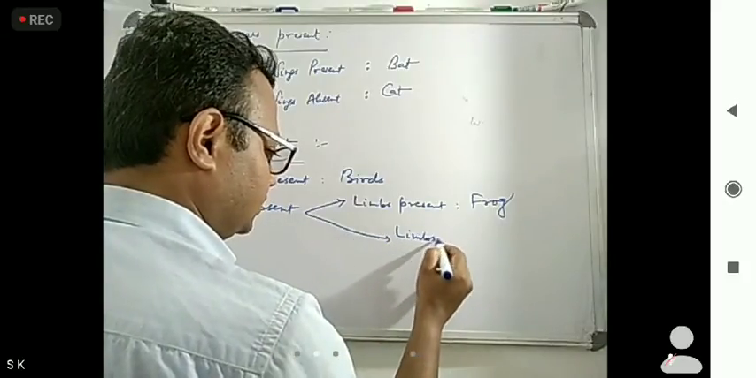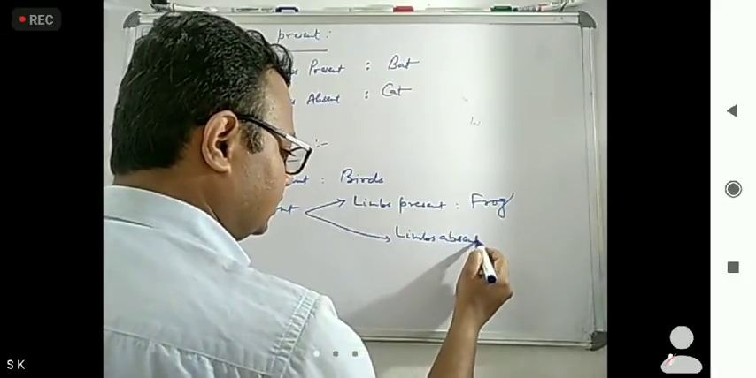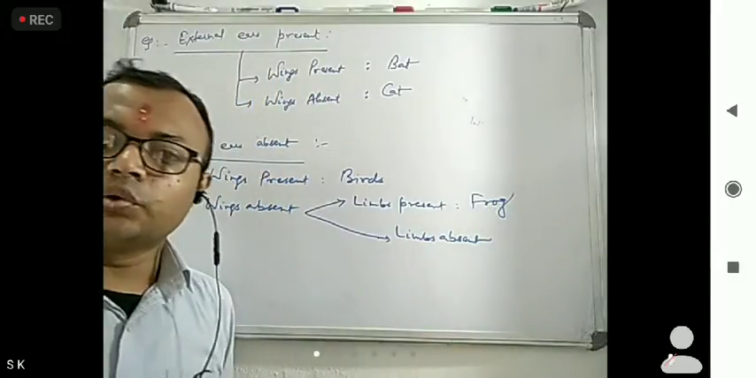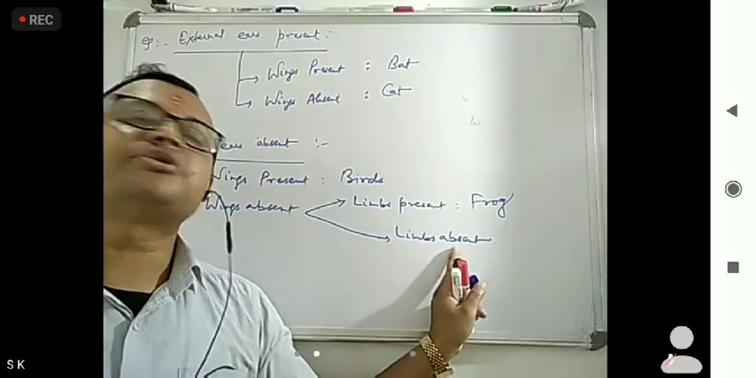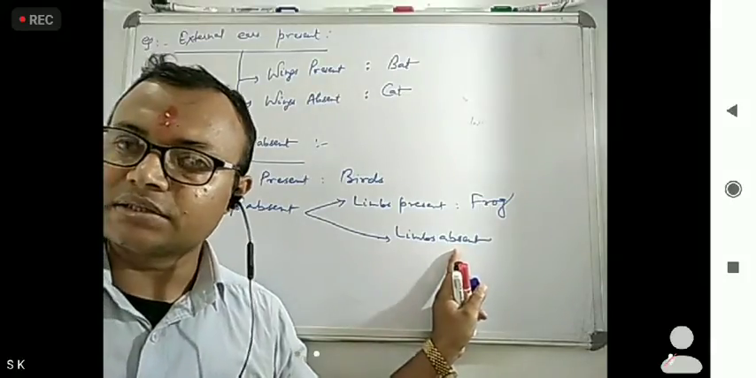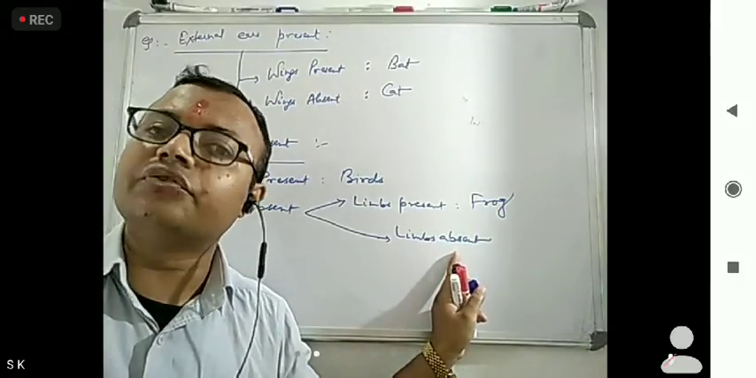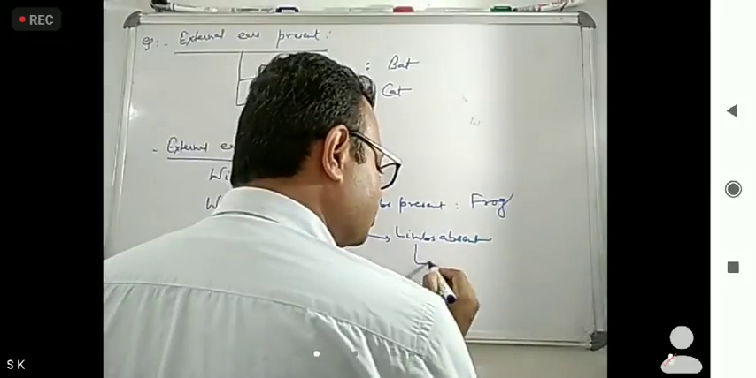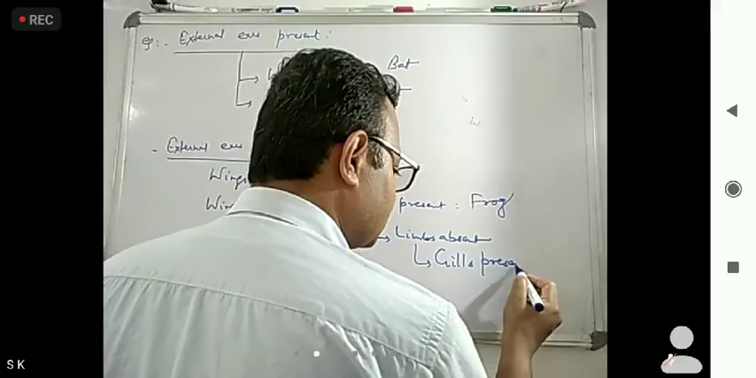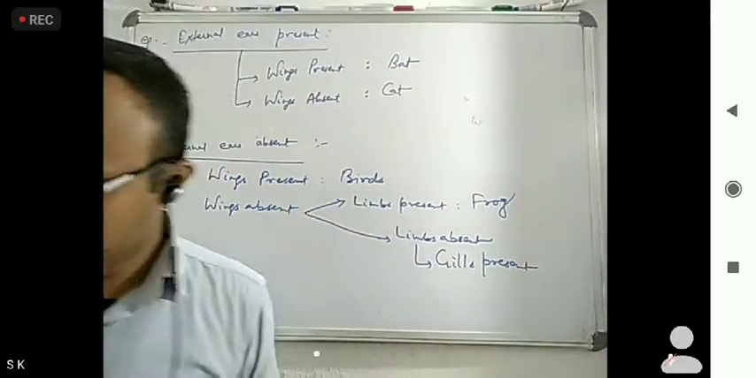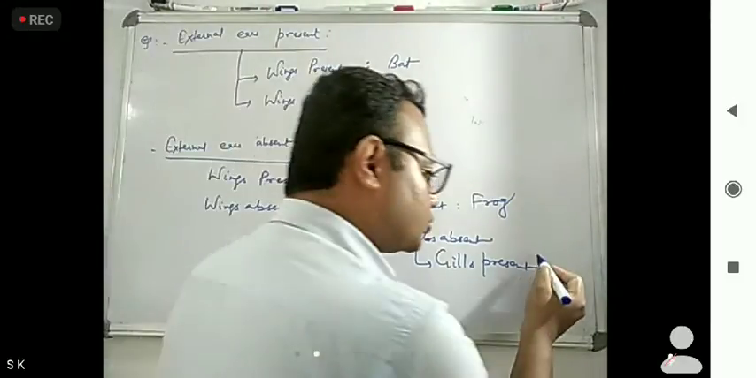If limbs absent. Okay, so in that case what happens? Frog will not be there. So if limbs absent, in that case what do we have to see? Then we have to go further. So in that case we have to see gills present. Gills present, so gills present is what? It is showing fish.